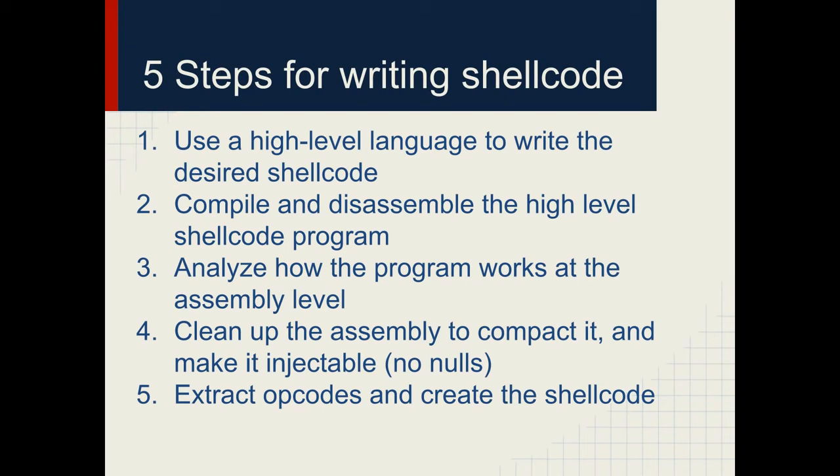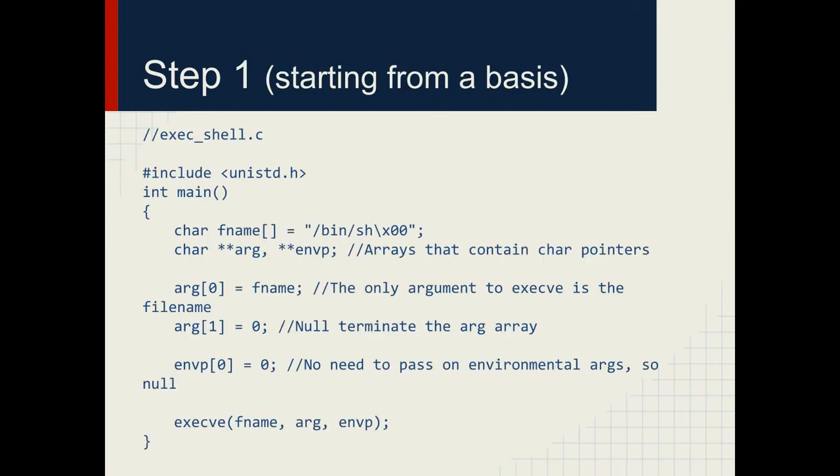You first use a high-level language to write the desired shellcode, and we're going to explore another example with that. And you compile and disassemble a high-level shellcode program. You analyze how it works at the lowest level, the assembly level, and you clean it up, you compact it, you make it injectable, you extract the opcodes to create the shellcode, and you should be good.